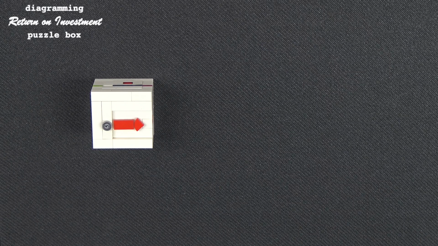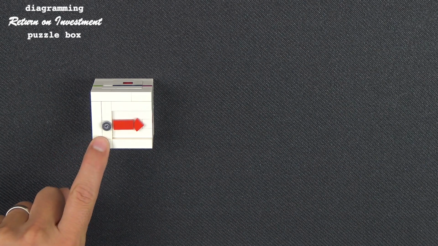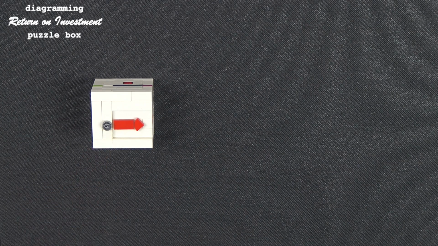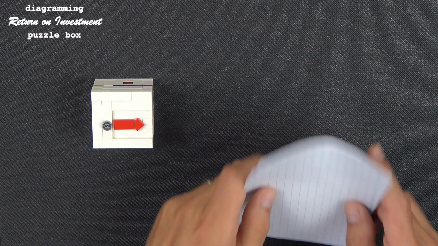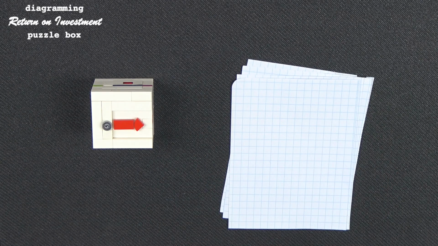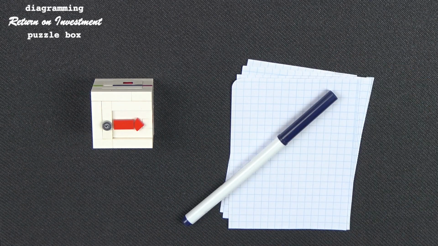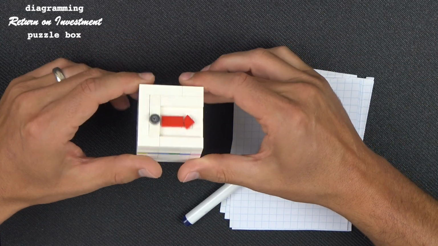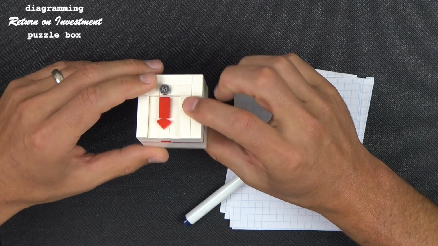Cheat 3 here. Today I'm going to show you how you can use diagrams to help solve the return on investment Lego puzzle box. The things you're going to need are the return on investment Lego puzzle box, some paper, and a mark maker. The first thing I'm going to do is just explore the puzzle.